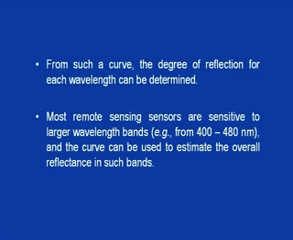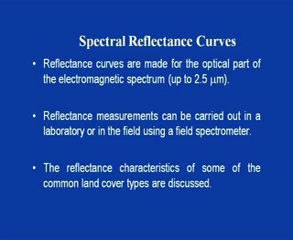Most remote sensing sensors are sensitive to larger wavelength bands, for example from 400 to 480 nanometers, and the curve can be used to estimate the overall reflectance in such bands. The reflectance curves are made for the optical part of the electromagnetic spectrum up to 2.5 micrometers. The reflectance measurements can be carried out in a laboratory or in the field using a field spectrometer. The reflectance characteristics of some of the common land cover types are discussed.